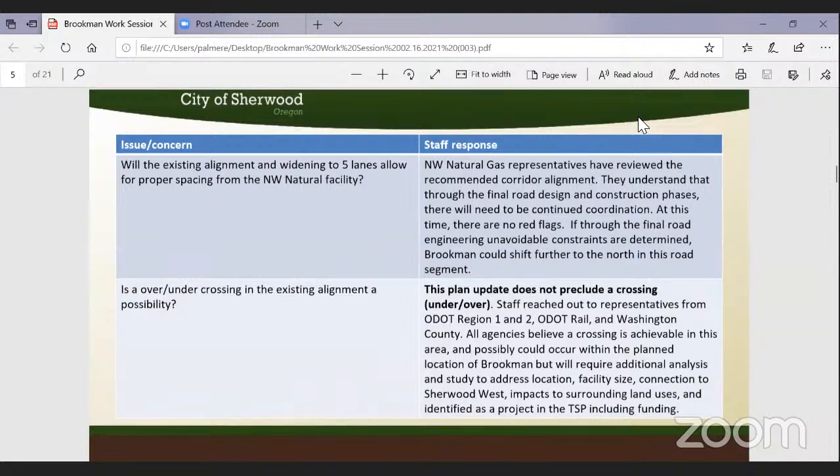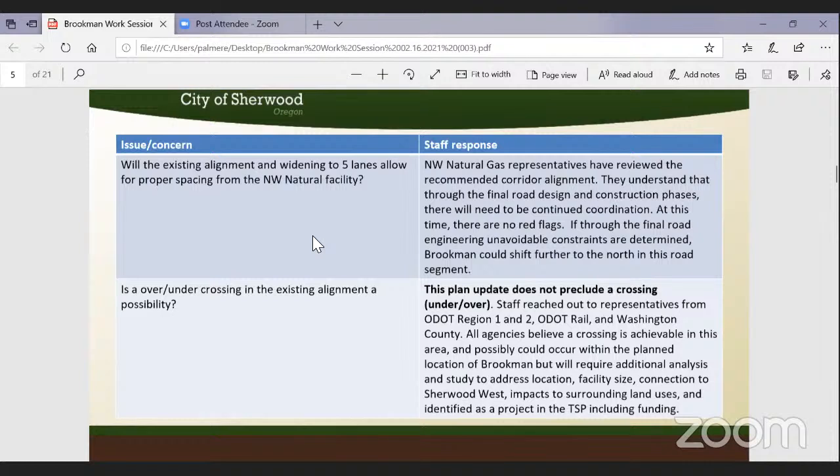Brookman could shift further to the north in that segment. And we would just have to look at acquiring additional right-of-way possibly in that area, but we won't know that until we get through the final design phase for this project.